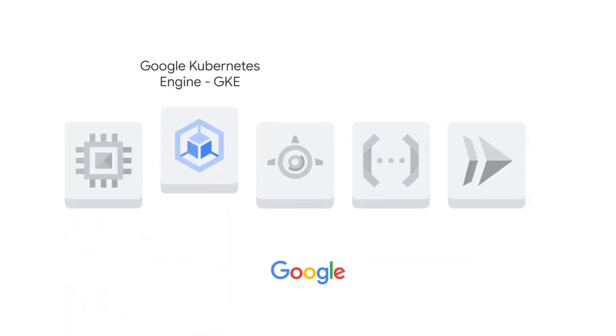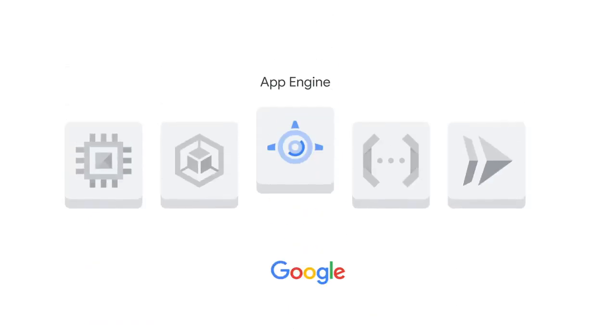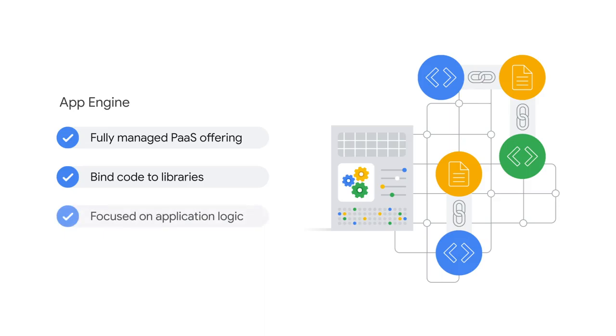The second is Google Kubernetes Engine, or GKE. GKE runs containerized applications in a cloud environment, as opposed to on an individual virtual machine like Compute Engine. A container represents code packaged up with all its dependencies. The third computing service offered by Google is App Engine, a fully managed PaaS offering, or platform as a service. PaaS offerings bind code to libraries that provide access to the infrastructure application needs. This allows more resources to be focused on application logic.